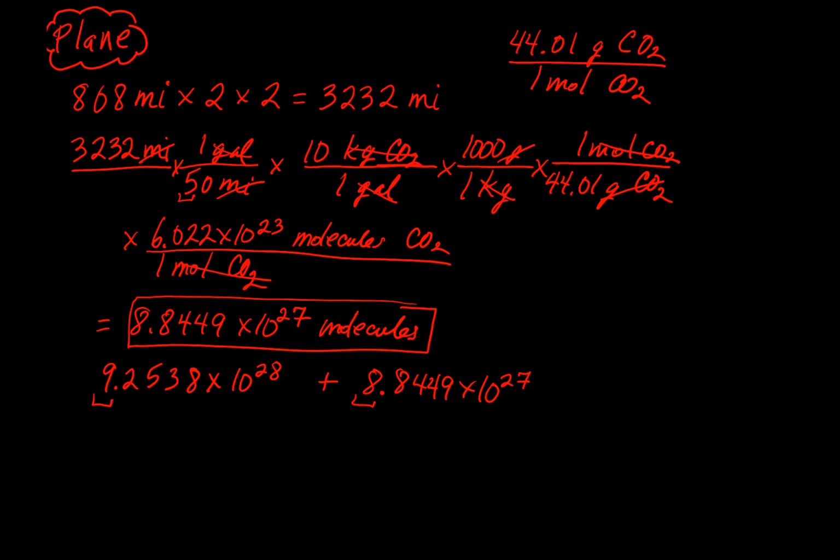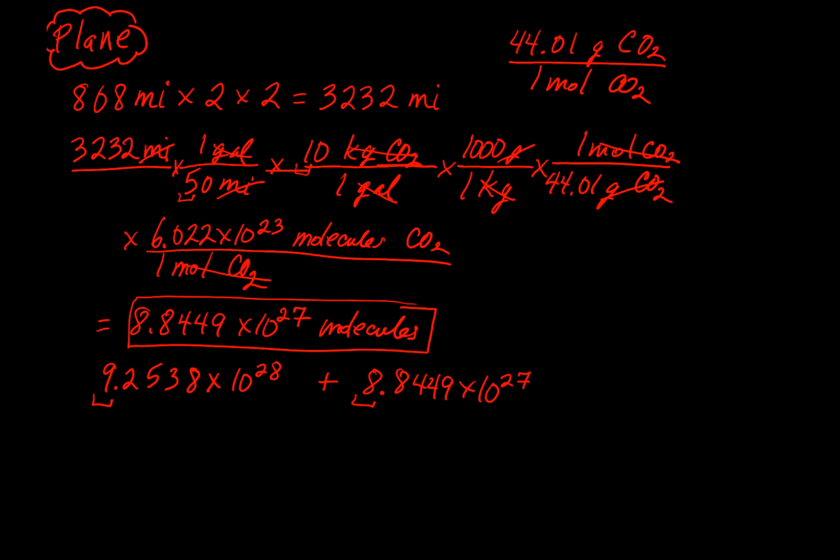For the 10 kilograms of CO2 per gallon of jet fuel, you also have only one significant figure. So for both of these numbers, you have only one significant figure. So when you're dealing with significant figures in addition and subtraction, you have to look at the placeholder, or the place of the number you're dealing with.